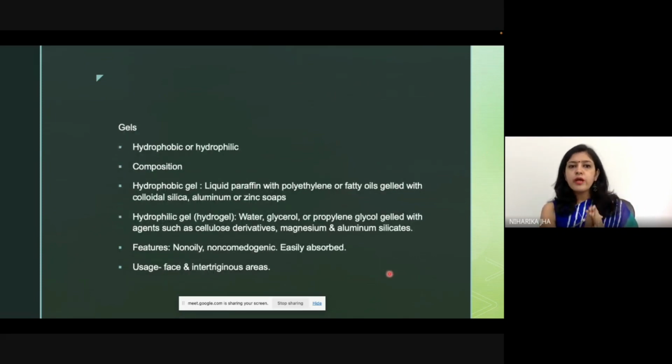Gels, there are two types, hydrophobic and hydrophilic. The hydrophobic gels are made up of liquid paraffin along with polyethylene or fatty acid. But hydrophilic, that is the one which gets attracted to water. They are made up of water, glycerol, propylene glycol, etc. They are non-oily, they are non-comedogenic, and they are easily absorbed. So it can be particularly used for face, intertriginous area, and also for the hairy areas. Particularly because gels, they are non-oily and they are non-comedogenic.